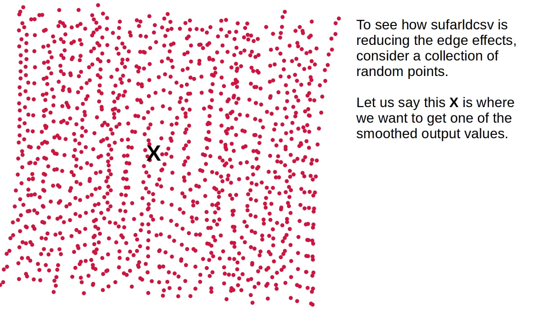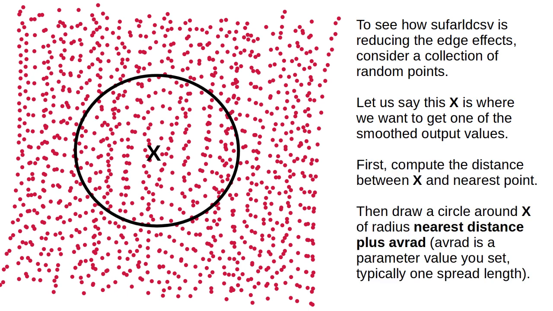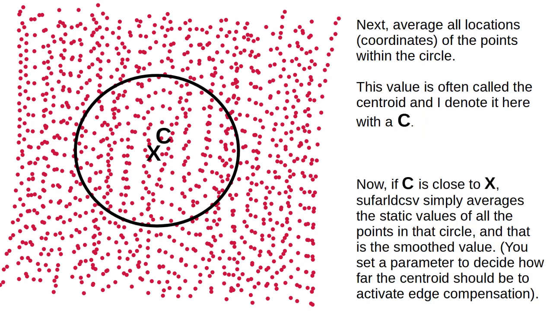Let us say this x is where we want to get one of the smoothed output values. First, compute the distance between x and the nearest point. Then draw a circle around x of radius nearest distance plus avrad. Avrad is a parameter value you set, typically 1 spread length. Next, average all location coordinates of the points within the circle. This value is often called the centroid and I denote it here with a C.